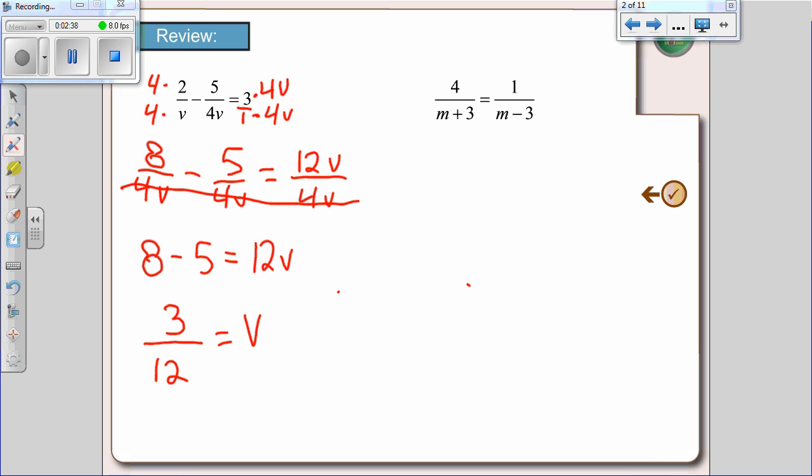Okay, let's try the second one. Anytime you have fractions, you need a common denominator. What's our common denominator between these two things going to be? n minus 3 times m plus 3, because we put brackets around. So, how are we going to get the left thing to have a common denominator?